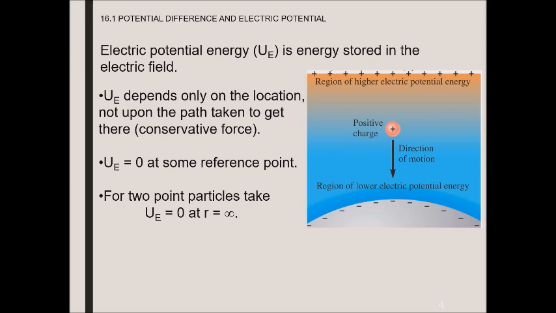So what this means is that potential energy can be stored in the electric field. This is one way to make batteries, and the energy depends only on the location, just like it does with gravity, not on the path taken to get there. So we define the potential energy at some reference point as being 0, just like we do for gravity. And then it's not really 0 until our two charges are at infinity.